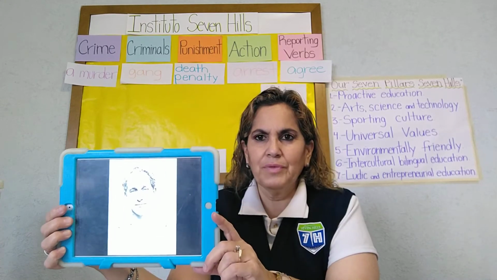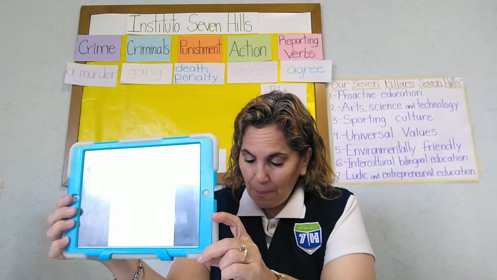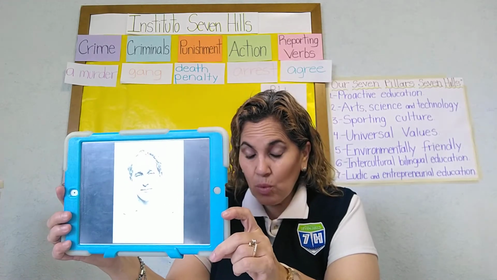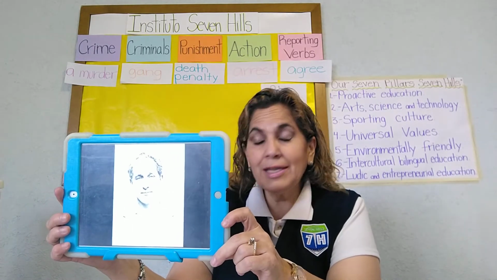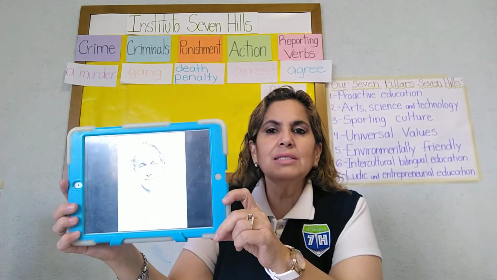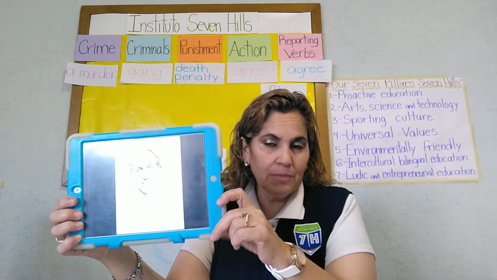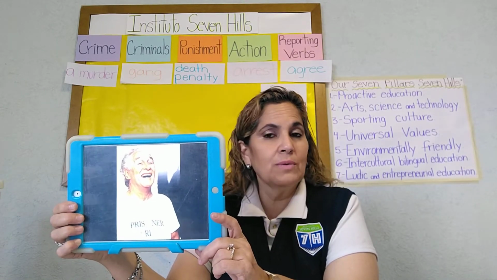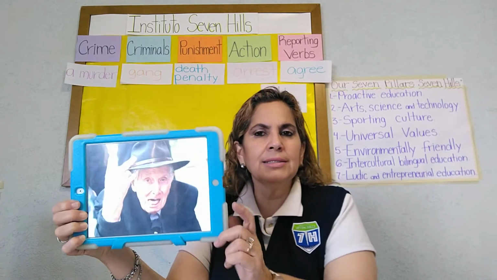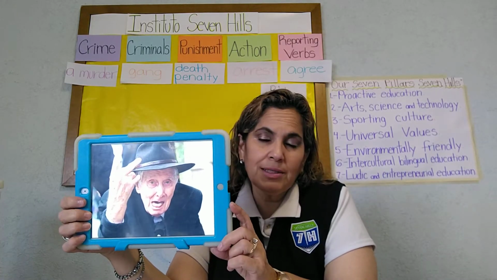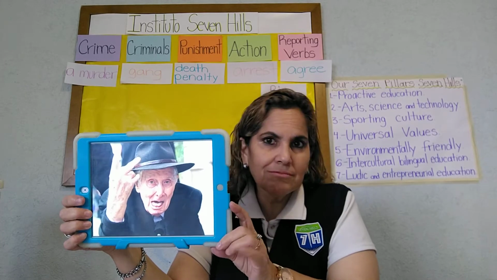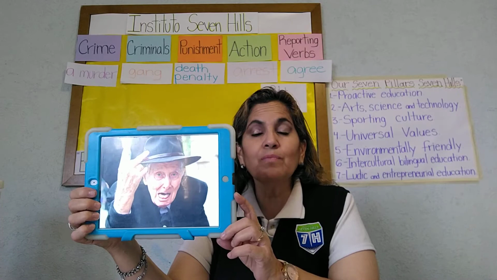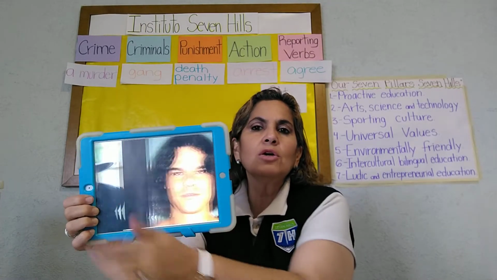Let's go with another criminal. This is Ronald Biggs, and he was involved in the train robbery of 1963. This is a picture when he was very young. Here we have another picture when he was older, and this is him when he was very old. Well, kind of old. So he used to steal trains. Let's go with the next one.